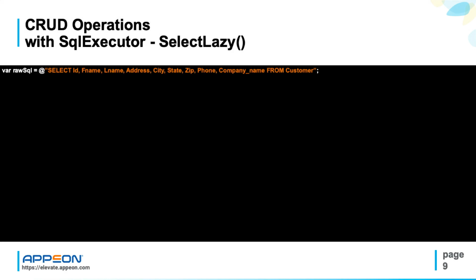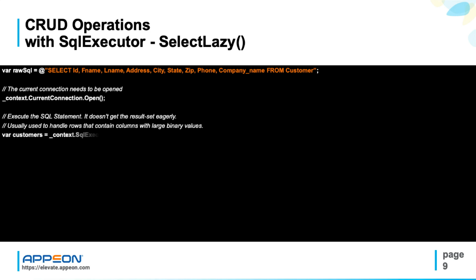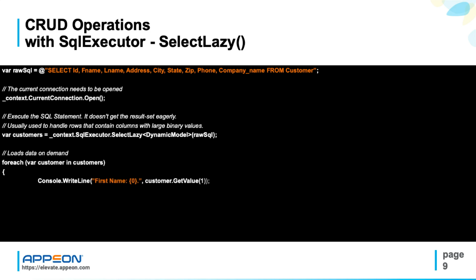Now let's take a look at the select lazy method. First, we declare a string variable that will contain the raw SQL statement. Then the current connection needs to be opened. We now execute the SQL statement. It doesn't get the result set eagerly. It is normally used to handle rows that contain columns with large binary values. Then we load each row on demand. And finally, close the current connection.